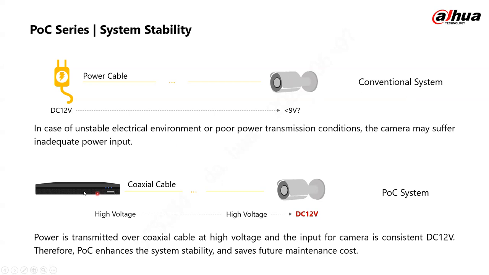But when it comes to the POC-enabled devices, we find that it provides a stable DC voltage of 12 volts to the camera. So it doesn't go up, doesn't go down, because this is basically regulated by the product itself. Power is transmitted over the coaxial cable at high voltage, and the input for the camera is a consistent 12 volts. Therefore, the POC enhances the system stability and saves the future maintenance cost of replacing power adapters, the power supplies, just to name a few.